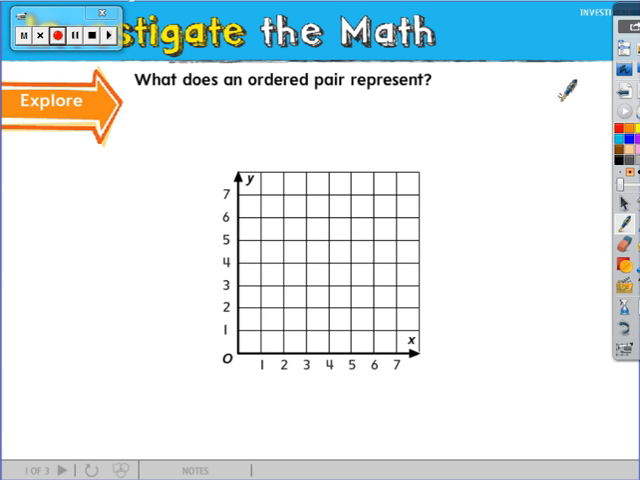Now here we go. This right here is a coordinate grid or a coordinate plane, depending on who you talk to and what they say. We need to talk about the parts of it. The parts are important. This line down here, what is that line called? The X line.